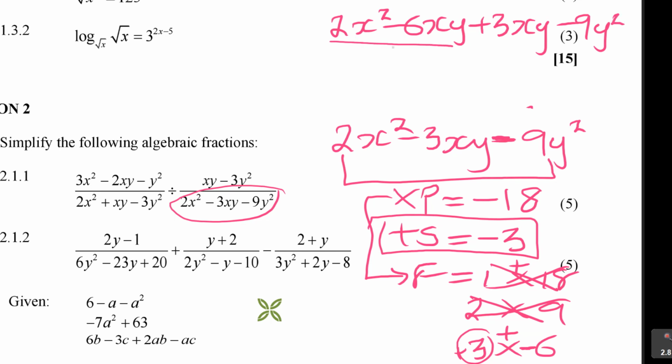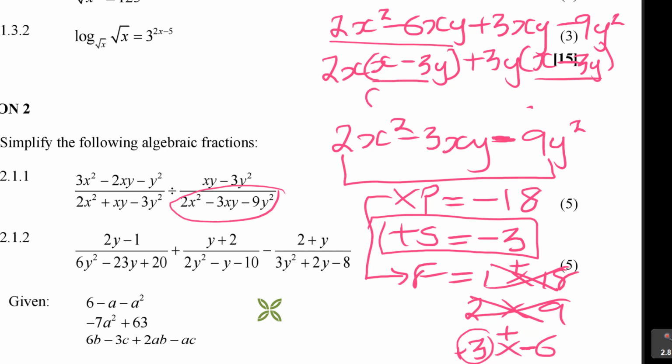Then take your first 2, which is 2x. And then from there, 2x, you've got x minus 2 into 6 is 3y. And then again here, I've got plus 3y. And then what do I have? Plus 3y. It will be x minus 3 into 9 is 3y. It must always match. These must always match. So you have got x minus 3y. Alright. And then what do you have? You have got 2x plus 3y.